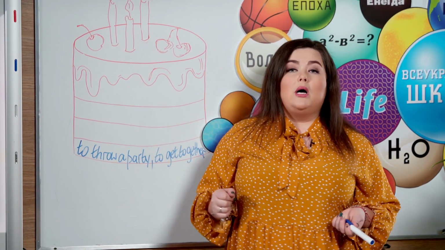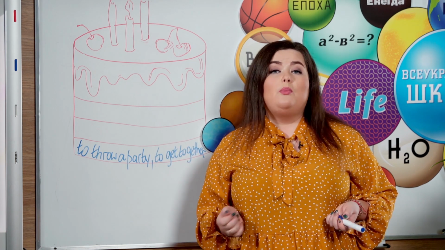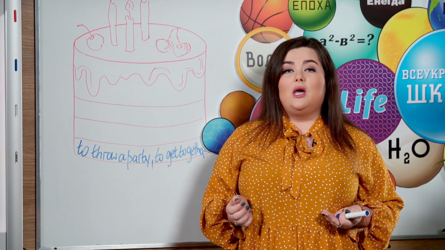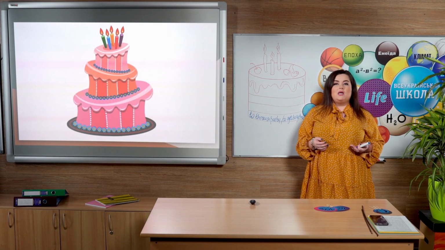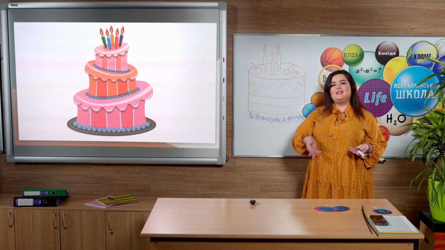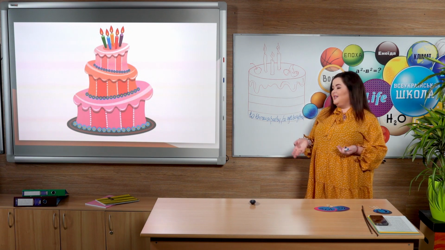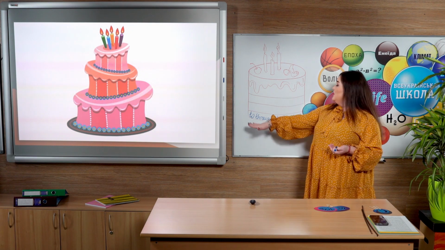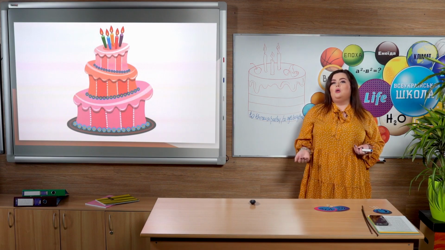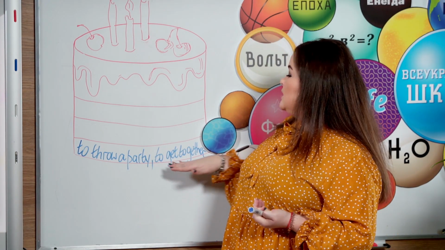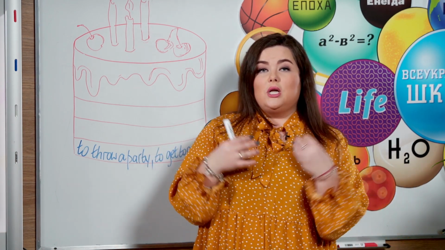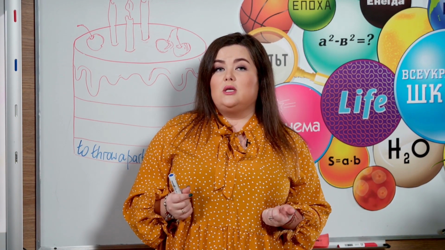And talking about parties, you know that it can be a dinner party, it can be a family get-together, it can be a school prom, it can be a wedding reception, it can be a birthday party, it can be a theme party, yeah, so it can be anything. To throw a party, to hold a party, to organize a party, to have a party. And to get together. So people usually get together if they want to celebrate something.